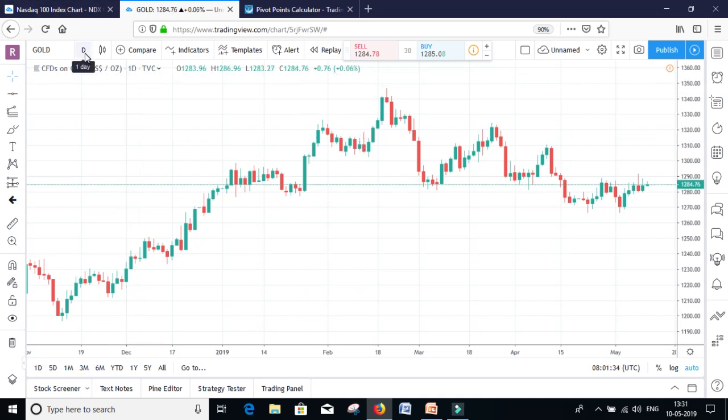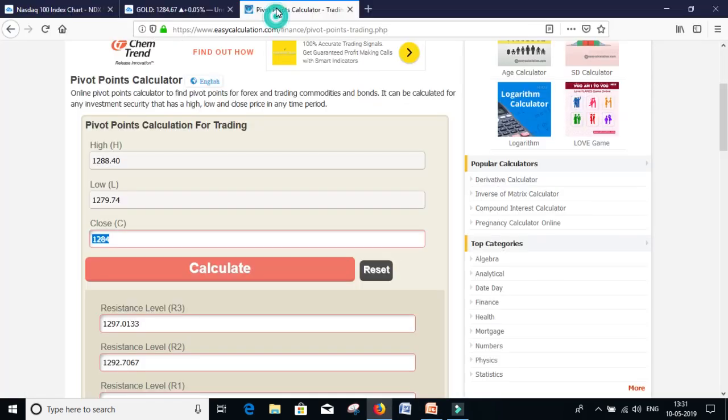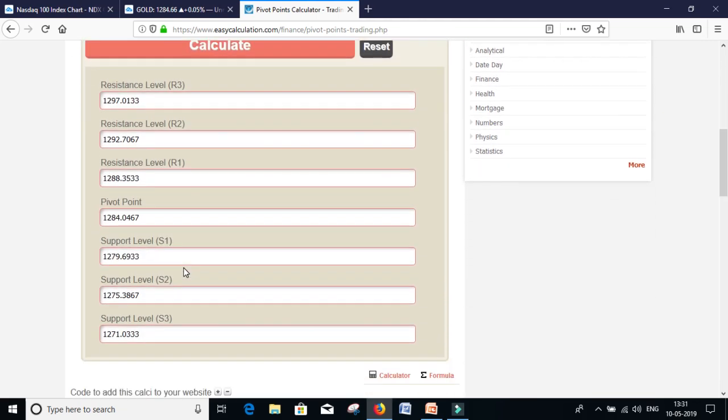Here we can use the daily charts, and we can take the previous day, because today is the 10th of May. So we have the 9th of May high, low and close to calculate the pivot points. As you see on the charts, we put those figures into the pivot calculator, and the pivot calculator gives us the figures of pivot, support and resistances.